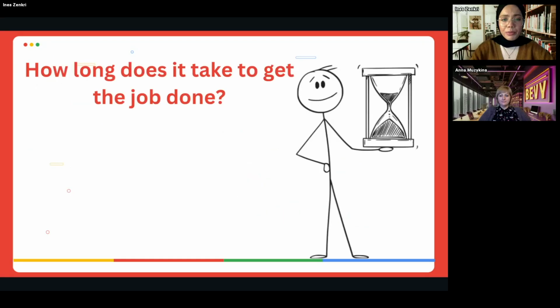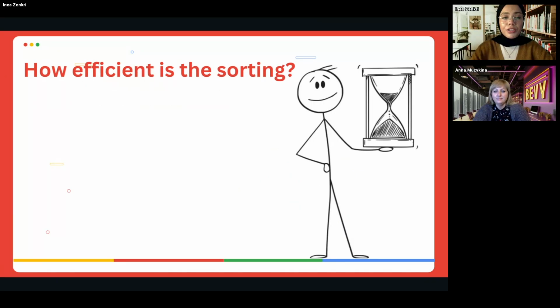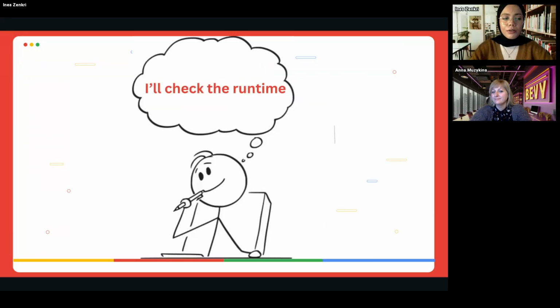And then the question we will be asking: how long does it take to get the job done? Or, to ask it more appropriately, because last time we saw that the efficiency of an algorithm is based on its time complexity, if we reformulate the question, it becomes: how efficient is the sorting? Well, you will be asking me, how do we calculate the efficiency? Well, efficiency depends on how much time it takes. So logically speaking, we will measure its runtime. So you might think, okay, let's just check how much time it takes, and that is it.